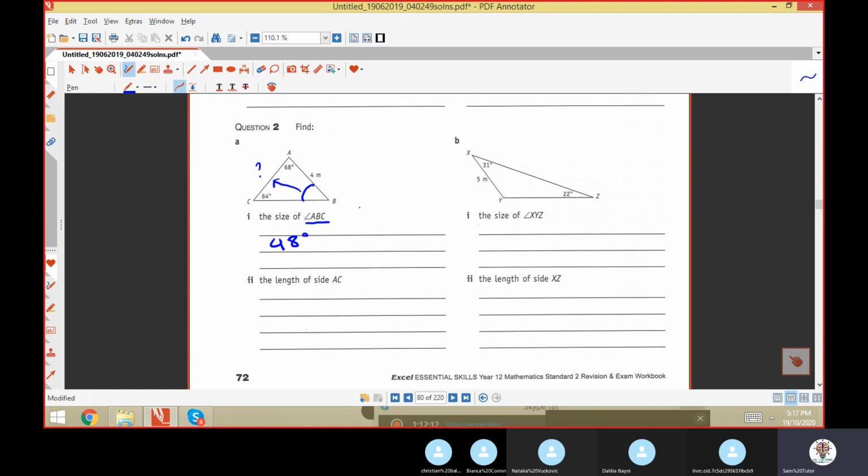48. 180 minus 68 minus 64 gives you this angle here. We're working out beautifully, I get it.